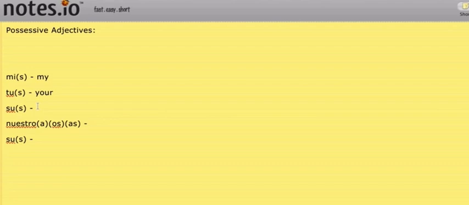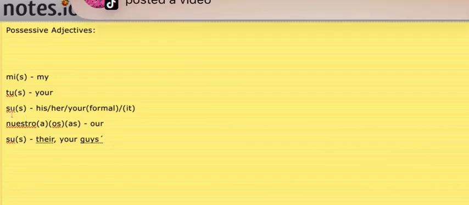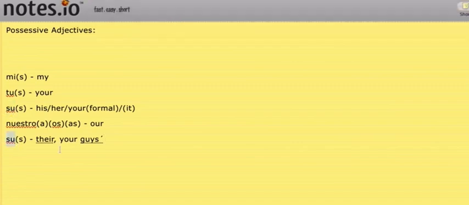This one, his, hers, or sorry, his, her, your formal, or it could also be its, and this one right here, our, and then finally we're looking at su. Once again, it can be their, or it can be your guys's. And so a couple things to notice right off the bat. First is that the él, usted form and the ellos, ustedes forms of this are going to be the same. The su, both going to stay consistent right here.